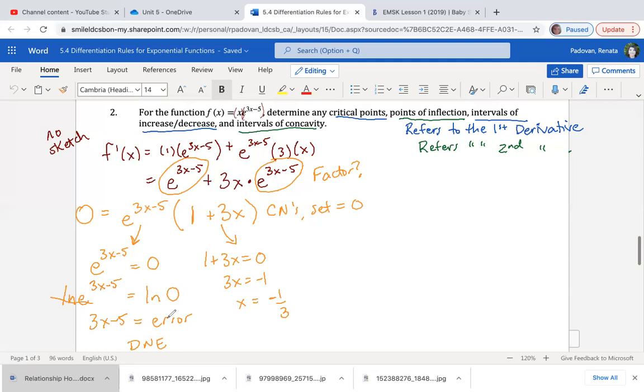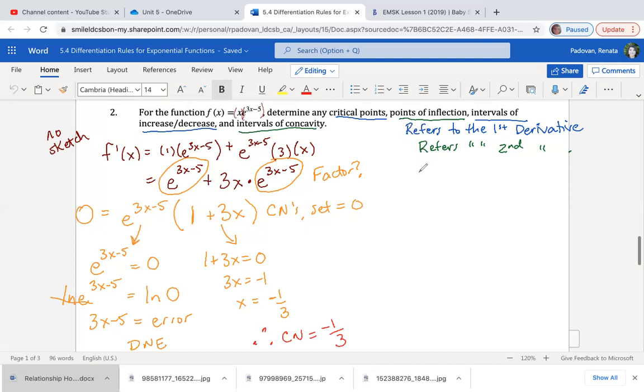So in this case, this portion of the function does not have a critical number. And then the good part is I only have one critical number, which helps me out for my chart, right? So therefore, I have a critical number of negative 1/3. So let me see. I can probably fit the chart here on this same page.